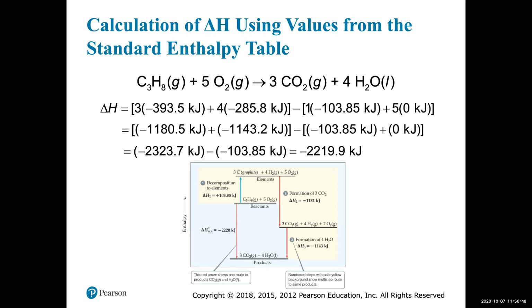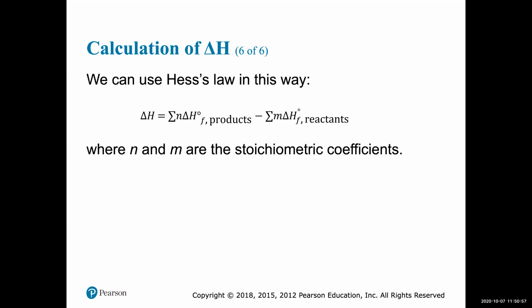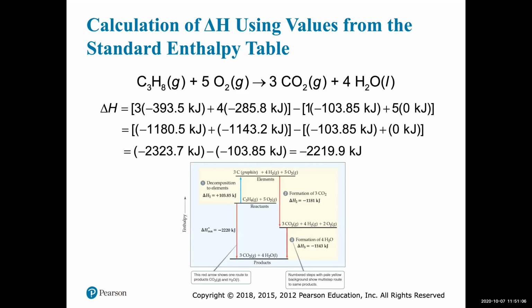There's our reaction, okay? And we said it's the sum of the products minus the sum of the reactants, right? So we're going to sum the delta H's of the products and then subtract the sum of the delta H's of the reactants. The products would be CO2 and water. We have 3 moles of CO2, so we have 3 times the delta H of CO2. We then have 4 times the delta H of the water. That's the minus 285 number. So we sum those 2 values together.